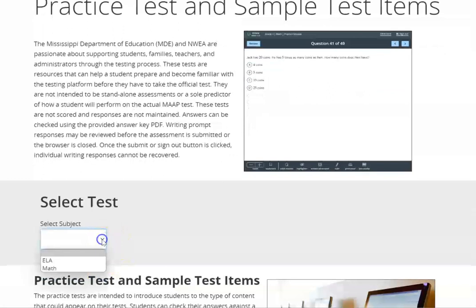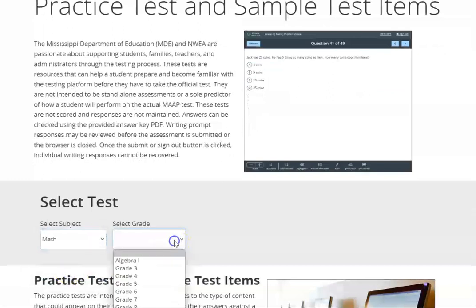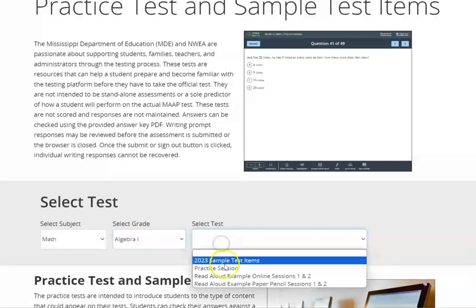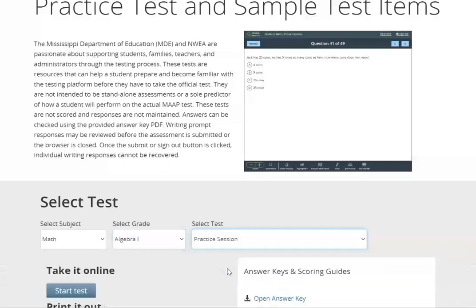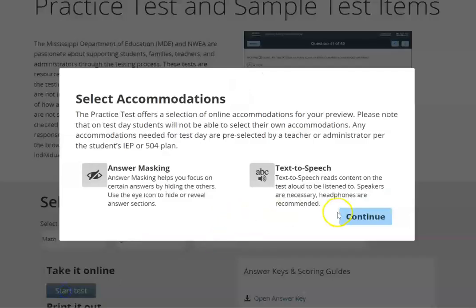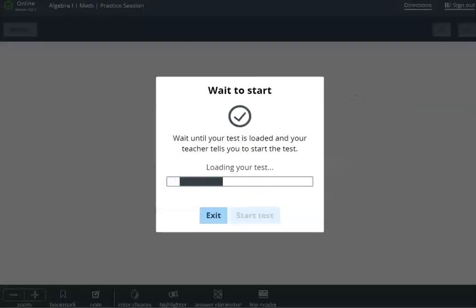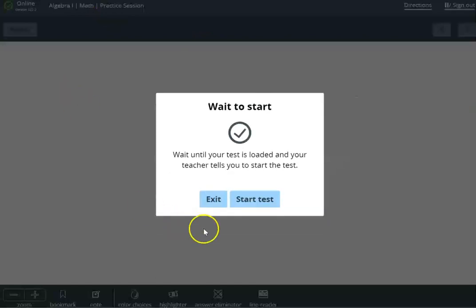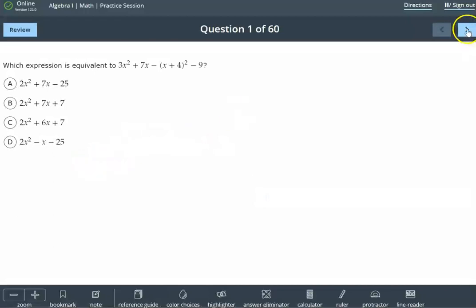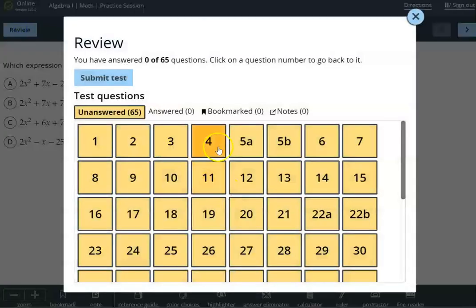When you get here, click on Subject Math, Grade Algebra 1, and Test Practice Session. Choose Start Test. Then you will continue. I like to X out of the tutorial. Then we'll click the blue button to start the test. The arrows on the top right are the navigation buttons, but the quick way to get where you're going is to click on the review button on the top left. Today the first item we'll look at is 46.